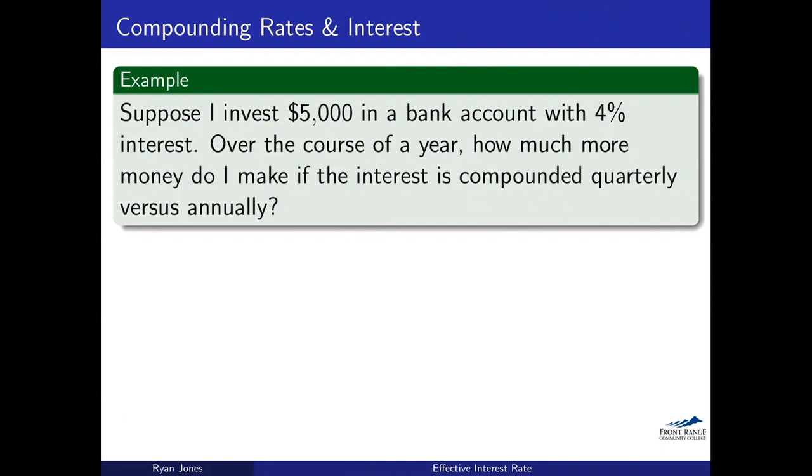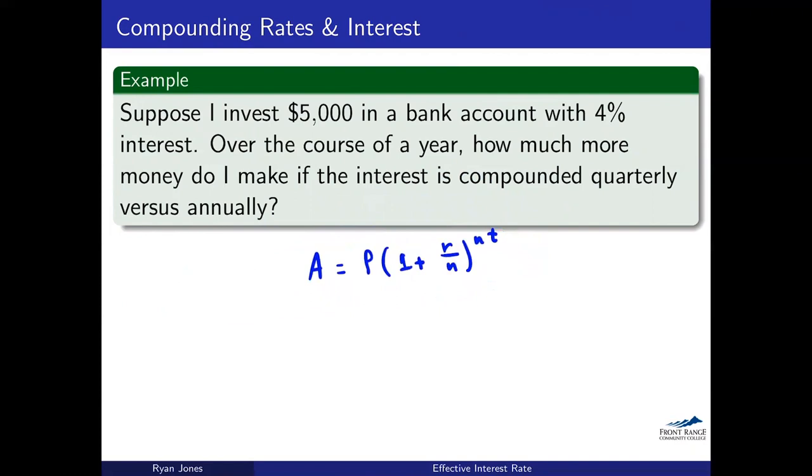And so we can just go ahead and do two different compound interest calculations, one compounded annually and one compounded quarterly. So let's do that right here. We'll use our formula, A equals P times (1 plus r over n) to the nt. This is our formula for compound interest. Let's put that right there.